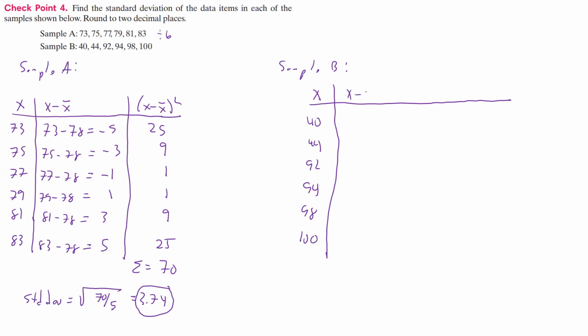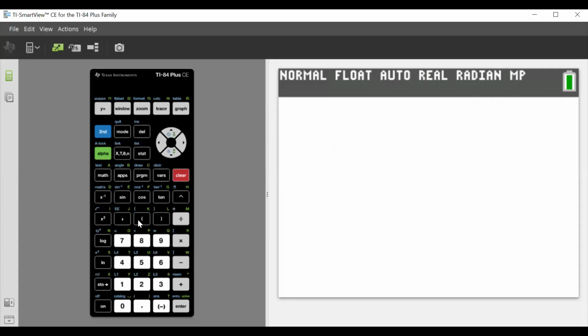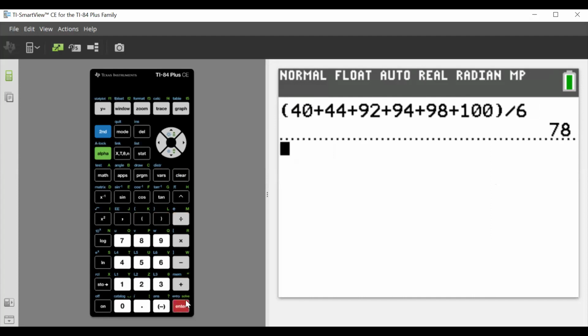And now we want X minus X bar. And so now we're going to have 40 minus something. So now let's go find what our average is. So again, it's 6. So we have 40 plus 44 plus 92 plus 94 plus 98 plus 100 divided by 6. So that gave us 78 as our average.